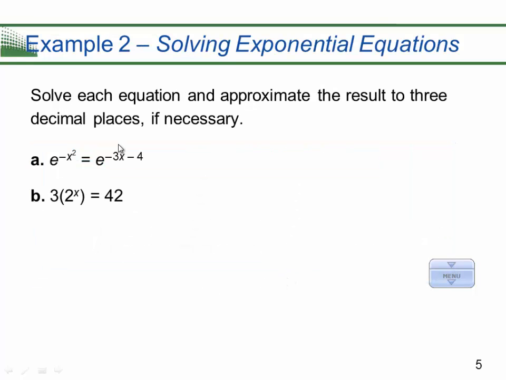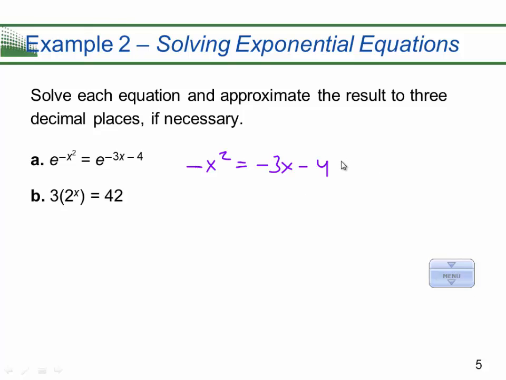So here's a couple of examples. You're going to solve problems like this, where this is pretty straightforward with the one-to-one property. You can see we have the same base, so we must have the same exponent in order for this equation to be true. So what we can do is take the exponent here, negative x squared, and set it equal to negative 3x minus 4, right? Exponent has to equal exponent.